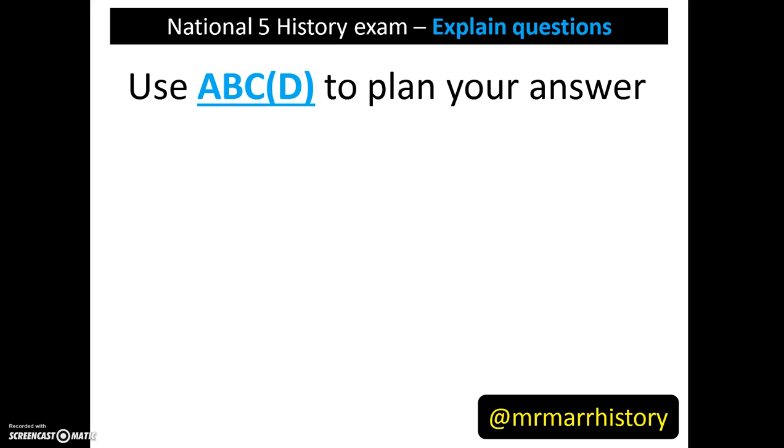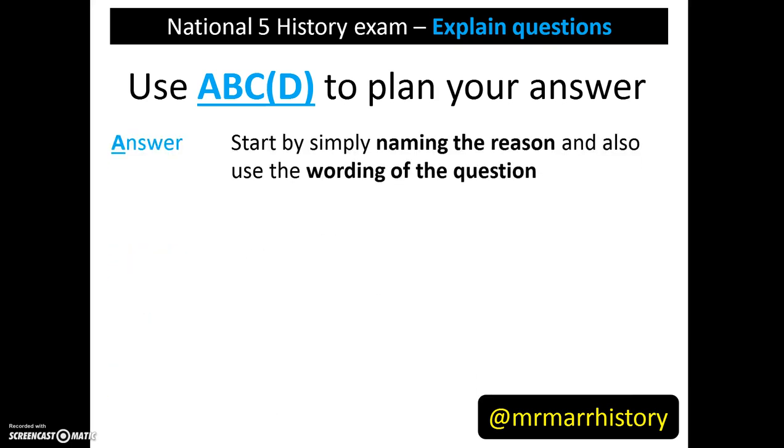One way to answer explain questions is to use the ABCD method. ABC is needed to gain 1 mark and the D is needed to gain a 2nd mark. In an ABC answer, you would begin by identifying your answer. This would start by naming the reason you're going to discuss and also using the wording of the question. It's really important that you use the wording of the question.